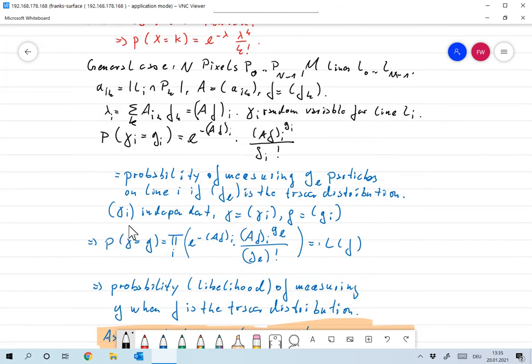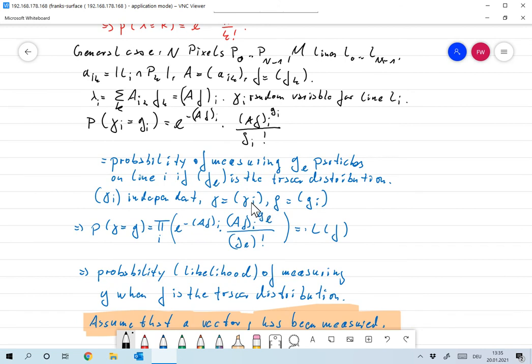Okay, now assume that the gamma_i are independent variables, like before, so the amount of measurements on one line should not influence the amount of measurements on a different line. So assume that this is independent. Take gamma as the vector of all random variables, choose g as the vector of all measurements along one line, then the probability of measuring that measurement vector g, provided that the true tracer distribution is f, is given by the product over all i of e to the minus, and so on, and that's just the one above. And again, I wrote an l over here, and these should all be i's. And while I'm at it, I should also correct this one over here. Excuse me, I somehow got this wrong.